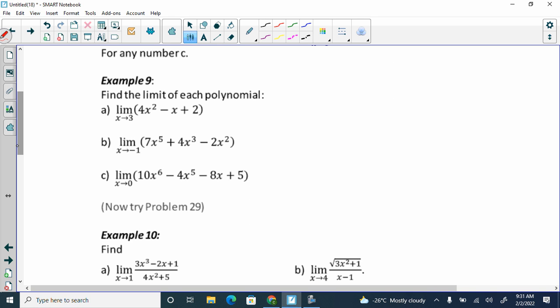So how do I do the limit of this one? Just plug in the 3 for the value. So 4 times 3 squared minus 3 plus 2. So it's going to be 36 minus 3 plus 2. 35.